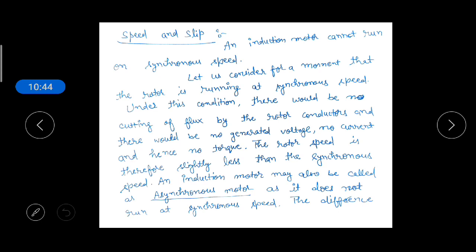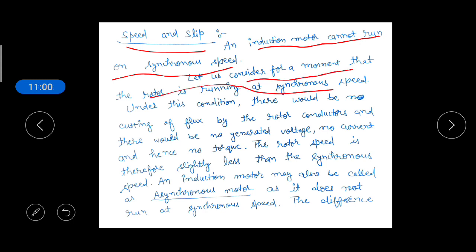Now we will discuss the speed and the slip. Since the induction motor rotor cannot run at the synchronous speed, why can it not run at the synchronous speed? Now consider for a moment that the rotor is running at synchronous speed. What will happen under this condition?